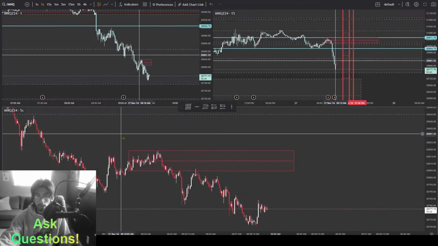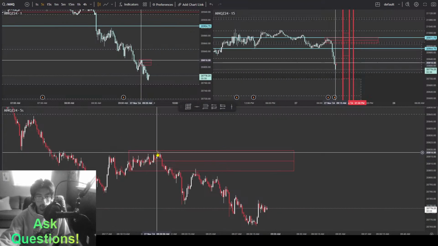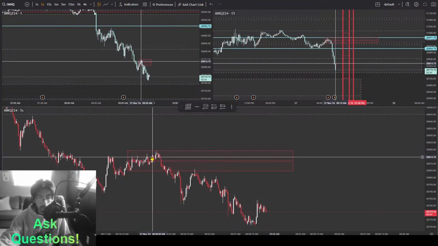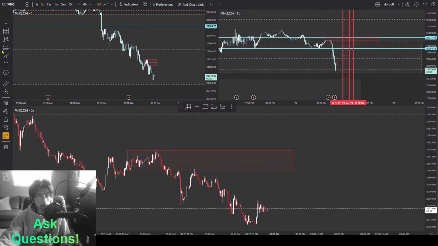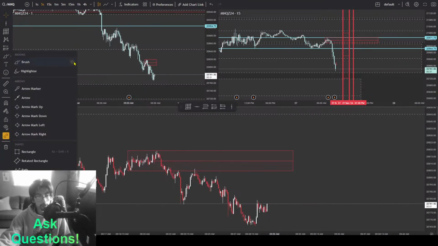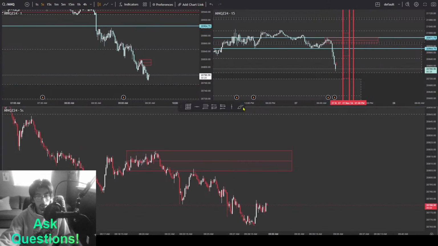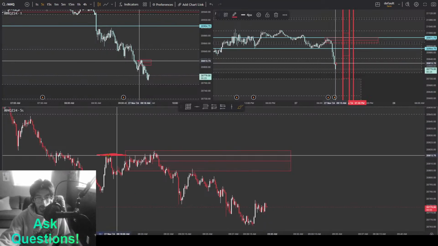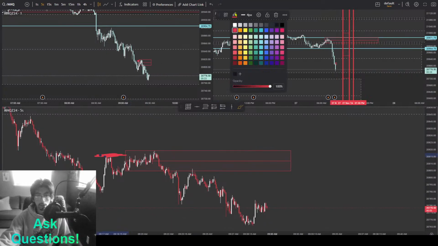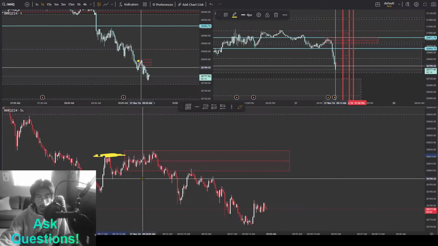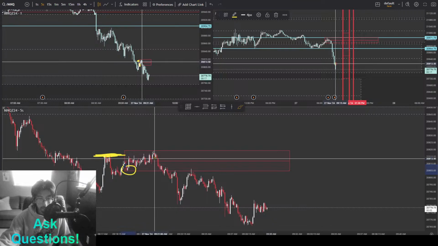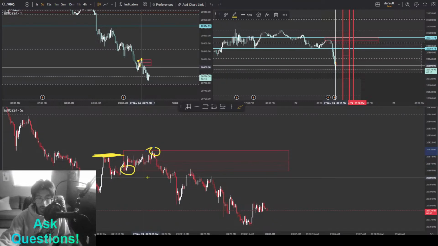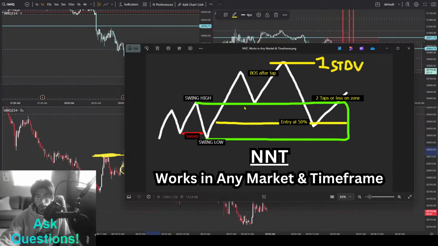So let's show you this example right here. Swing low, swing high. There's a sweep right here. If you want me to draw it, I can. Let me just add this to favorites. Okay, so the sweep is right here. Let me change it to different colors so it stands out more. Let's do yellow. Okay.